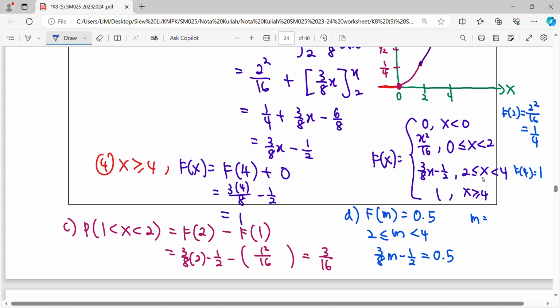8 over 3. Is it? In decimal is how much? 2 point something. So it must fall in this interval. If we calculate a median that falls outside this interval, then that is not the correct median that we want. 2 point something, right? Yes. So it is in the interval. So this is the median value.